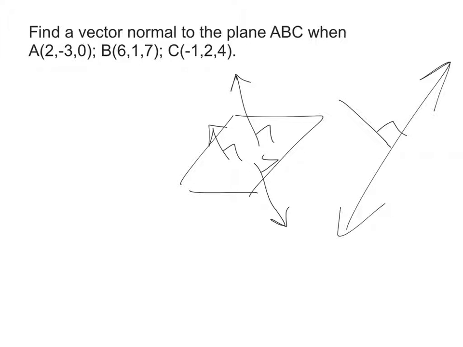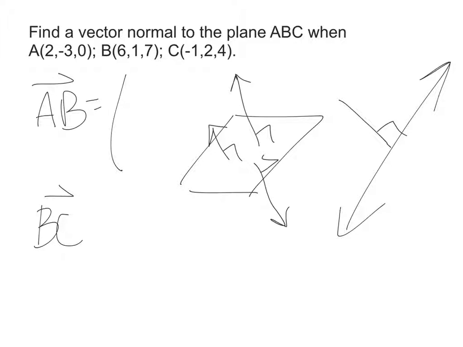plane. You have different options as to whether you want to find vector AB, vector BA, however you'd like to. You have different choices. So I'm going to look at vector AB and vector BC. As long as I pick two vectors on the plane and then take the cross product of them, that new vector will be perpendicular to the whole plane. So vector BA is 4, 4, 7, and vector BC is -7, 1, -3.